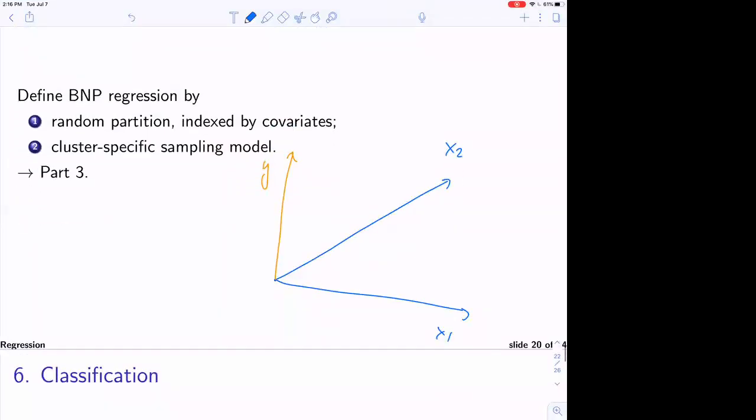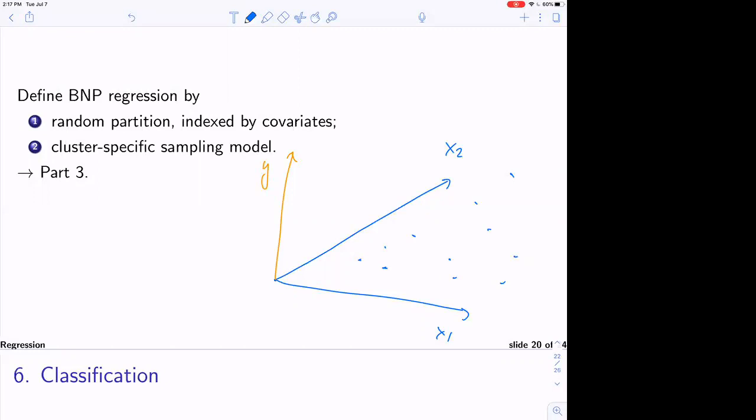I promised you we would start with a random partition of our patients indexed by covariates. That means if these are the patients, so the blue points here in the blue plane are the patients, we want to do now a random partition of patients indexed by covariates, which means that patients with similar covariate values will favor them to end up in the same cluster. If you have 2 patients who have the same prior treatment history, they're more likely to be in the same cluster than 2 patients who have very different prior treatment history.